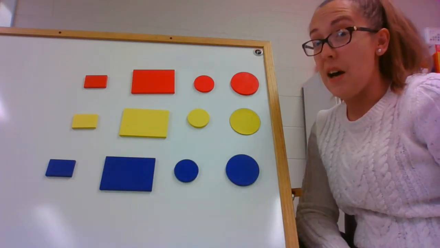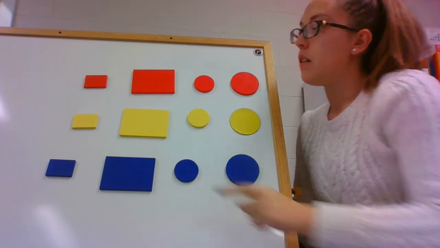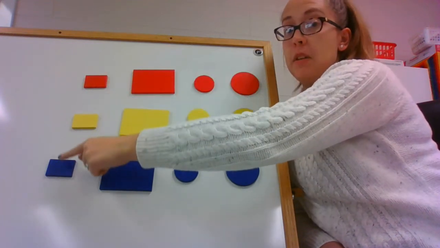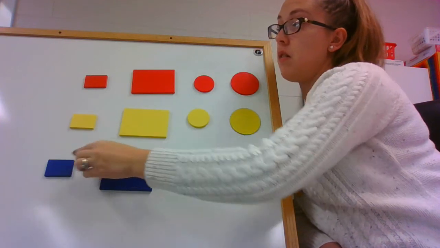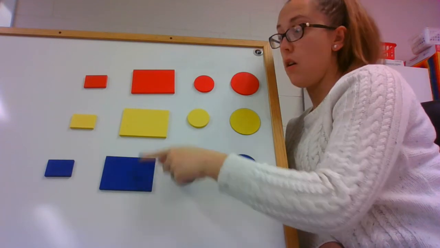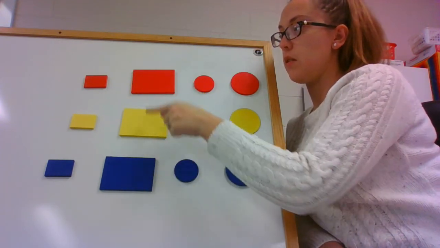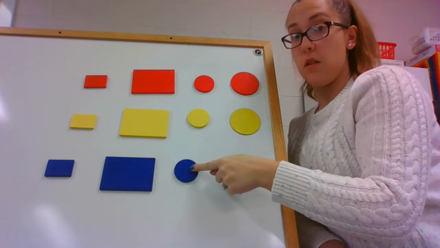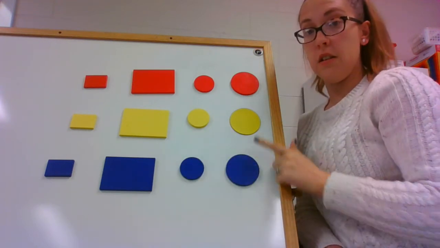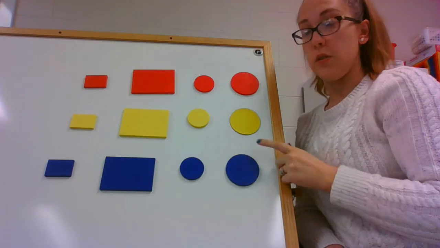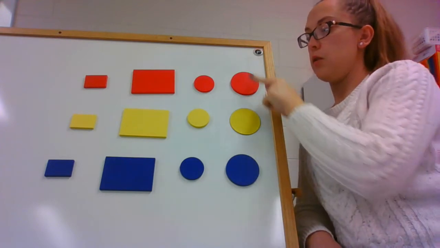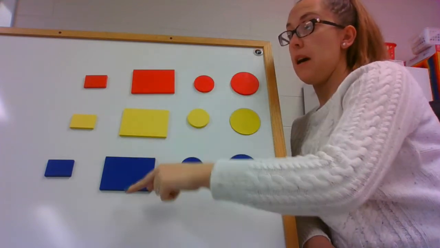Now, if we went up and down and asked, what is the same about these shapes? You could say they are all small rectangles. This one, they're all large rectangles. And this one, they're all small circles, and they're all large circles. So this way they're sorted by color, but up and down they're sorted by shape name and by size.